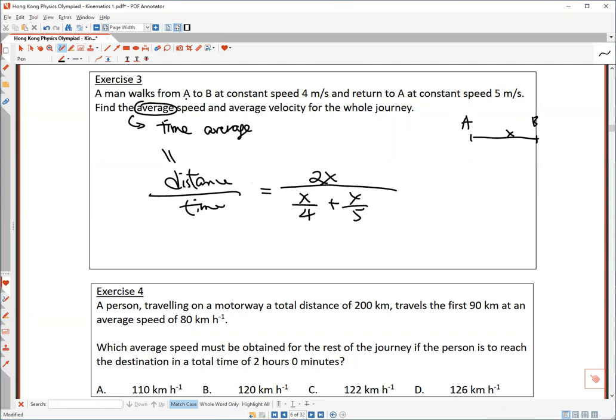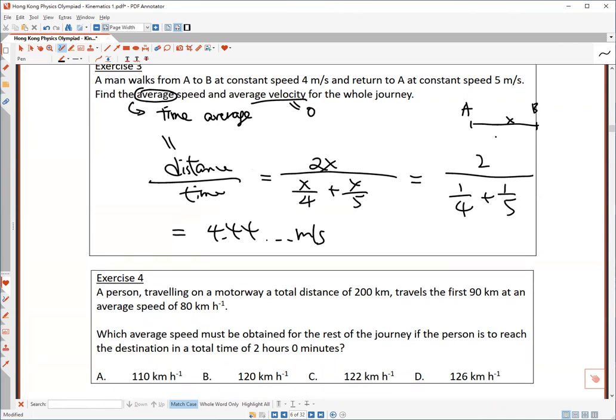When it goes from A to B, the time is x over 4, and when it goes back to A, it's x over 5. Although you let the unknown be x, it can be cancelled out in later calculations. So don't be worried if you need to let some unknowns in the questions; most likely they can be cancelled out later on. Then you get 4.4444 meters per second. The average velocity will become zero because displacement is zero, since it goes back to point A. So that's it for exercise 3.